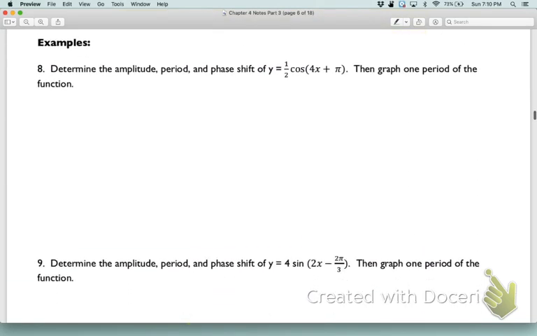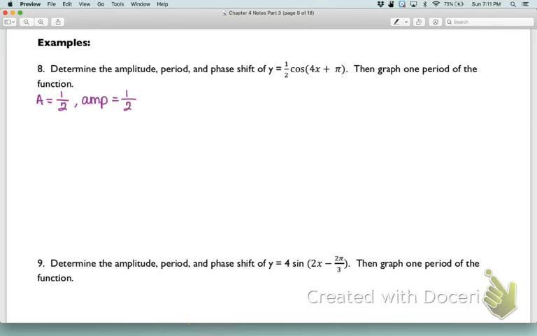Number 8 says determine the amplitude, period, and phase shift of y equals 1/2 the cosine of 4x plus pi, then graph 1 period of the function. So we want to work alphabetically as we work through. We'll start by doing the exact same things we've done before. We'll find the value of A. A is going to be equal to 1/2, which means the amplitude is also equal to 1/2. So this is going to be a short, squat looking graph.